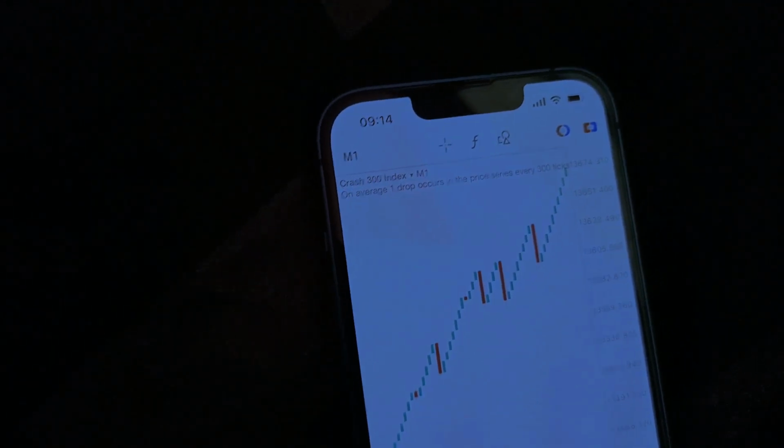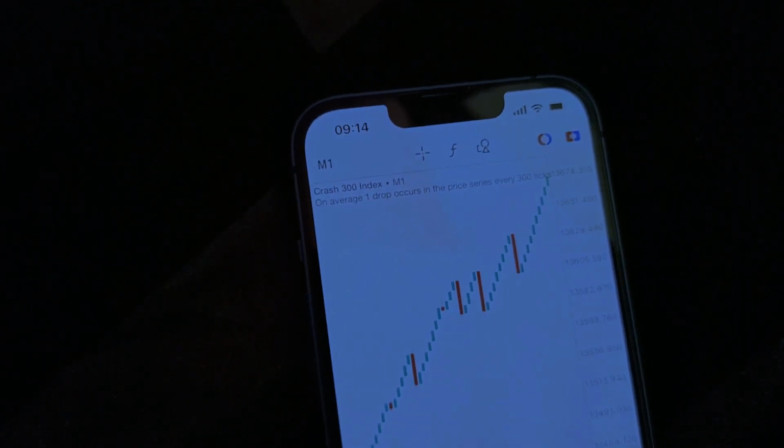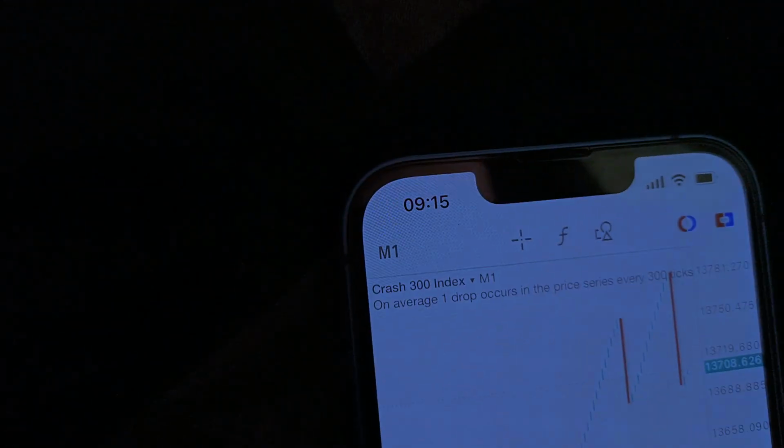Okay, but before you find that condition, let's first talk about zoom level. So what is the best zoom level? The best zoom level is the third or the second. Based on what zoom level you are using, it's going to affect the performance or the success rate. Let us say you like to trade against spikes. This is crash 300, by the way.